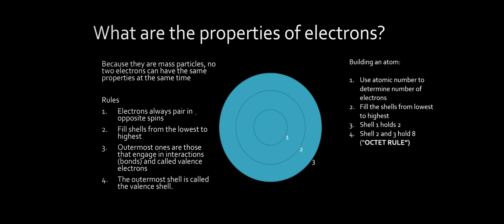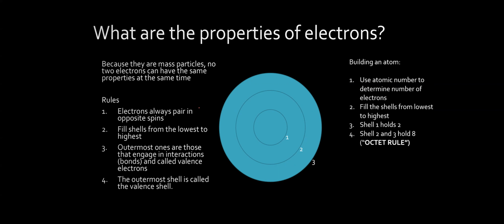Because they're mass particles, electrons can't occupy the same space at the same time. What that means is they can't have the same quantum numbers. They can't have the same spin and charge and energy. They just can't do that. And so these are the rules. This is how we understand how we build the electron cloud around the atom.